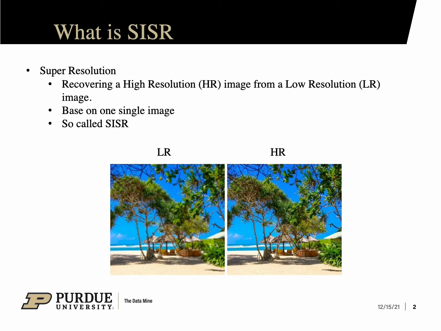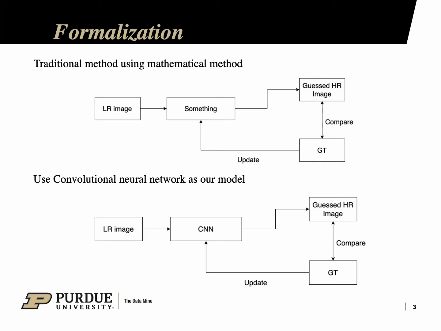So first, I'm going to talk about what is super resolution. Super resolution is recovering a high resolution image from a low resolution image. And since we're basing on a single image, it is also called single image super resolution. So how does super resolution work? We simply feed the low resolution image into a model, then we try to guess the high resolution image. In a traditional way, we apply mathematical method to calculate the equation to get the high resolution image. And now we have a new method using convolutional neural network as the model.